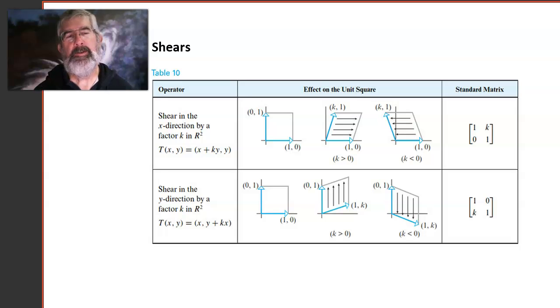In this video, I want to take a look at the notion of shears. Perhaps the simplest way to talk about it is just to say what's going on here.